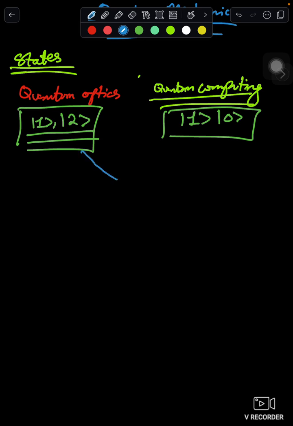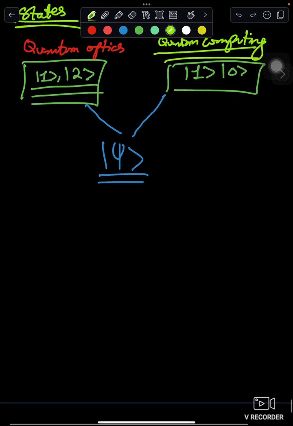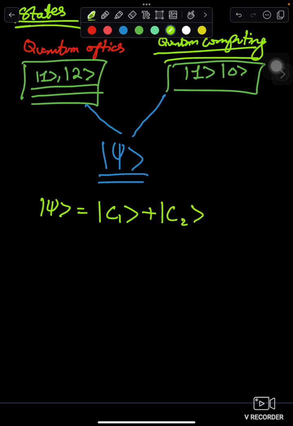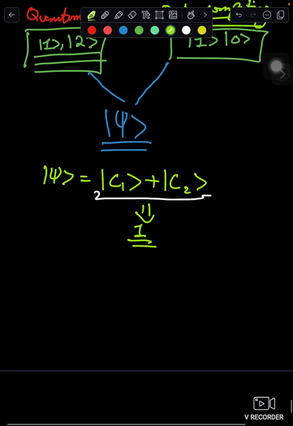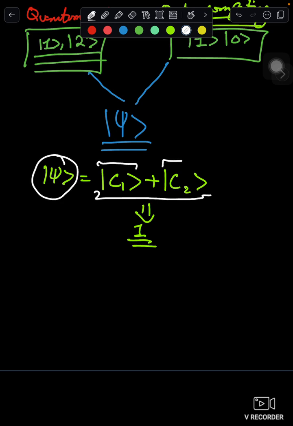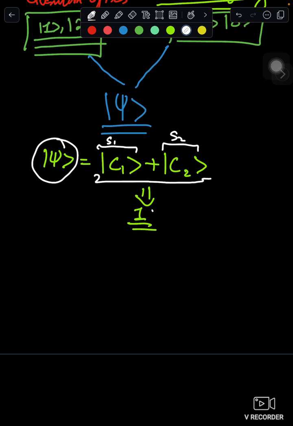Okay, these two together can be written as psi. This single symbol defines both, and what I mean by that is that if I expand the psi, we get c1 times the first state plus c2 times the second state. Psi alone defines state 1 and state 2, but these two states together should equal 1.